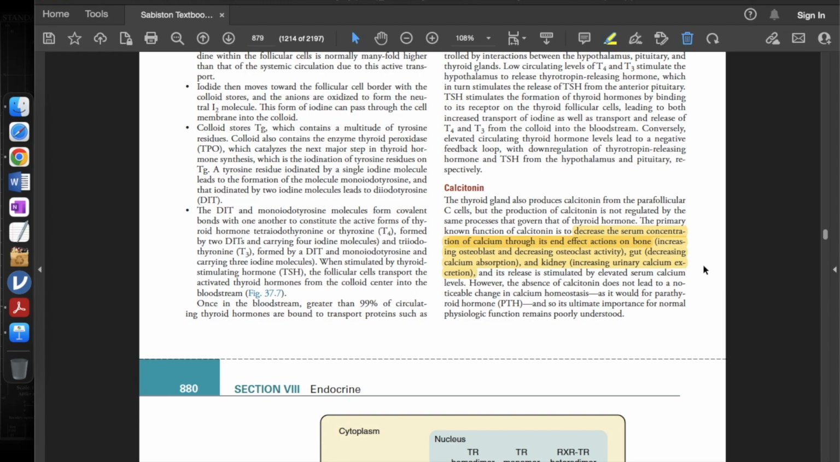However, the absence of calcitonin does not lead to a noticeable change in calcium homeostasis as it would for parathyroid hormone, and so its ultimate importance for normal physiologic function remains poorly understood.